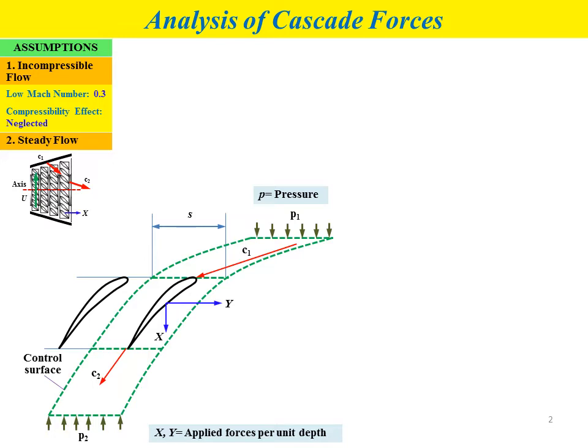Due to the rotational movement of the rotor and the fluid flowing through the rotor, we will have different kinds of forces acting on the turbine blades. First, we have X force in the X direction, which refers to the horizontal direction, and also we have Y force in the Y direction, or vertical direction.